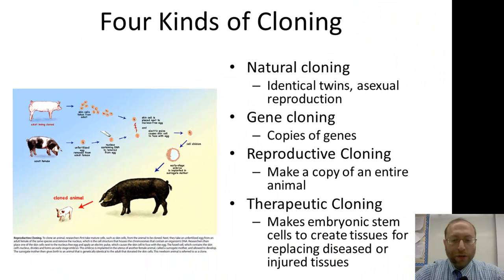And the last kind of cloning is called therapeutic cloning, and for this, embryonic stem cells are used to create tissues that can replace diseased or injured tissues. This area right now is very, very controversial, because the way you get embryonic stem cells is by taking them from an embryo. The way you take them from an embryo is you basically have to kill the embryo, and people who consider an embryo to be fully human life consider making embryonic stem cells to be murder.